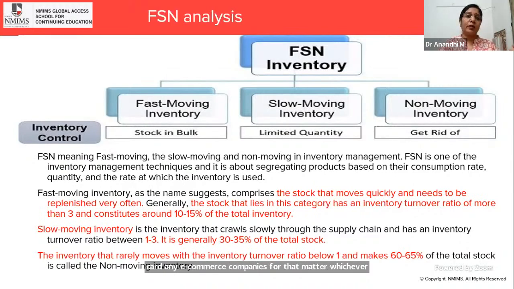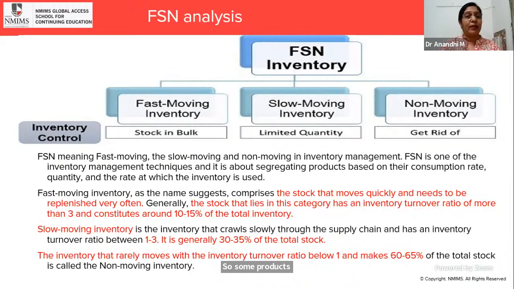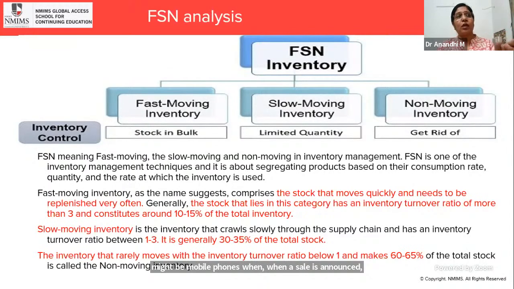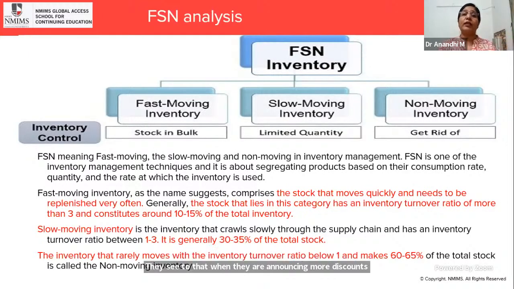Their inventory turnover ratio will also be very high for that product line. Some products have a 30% inventory turnover ratio in their bucket list, maybe mobile phones. When a sale is announced, like the Great Indian Festival, Big Billion Day, a festive season or an Independence Day sale, they see to it that when they announce more discounts on any specific category of product, that product's inventory is also higher in number. That is going to be a fast moving one.